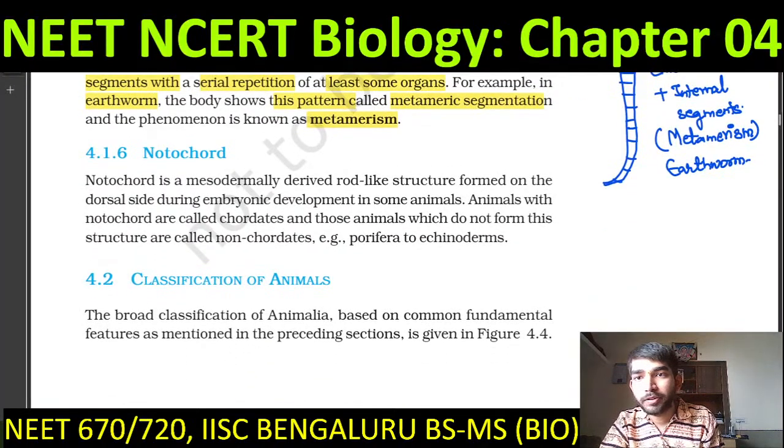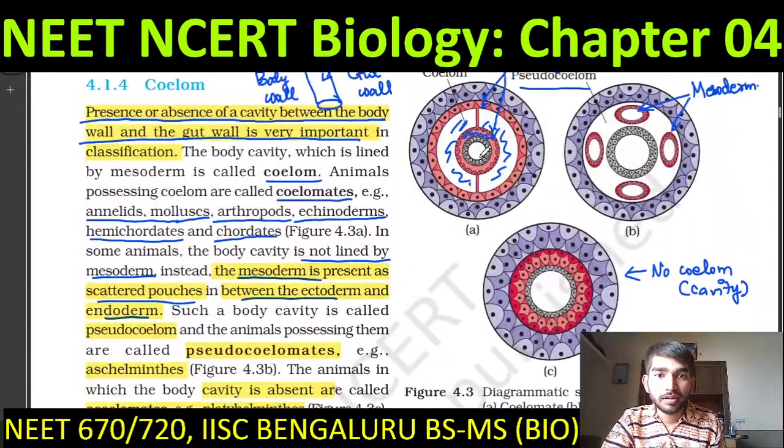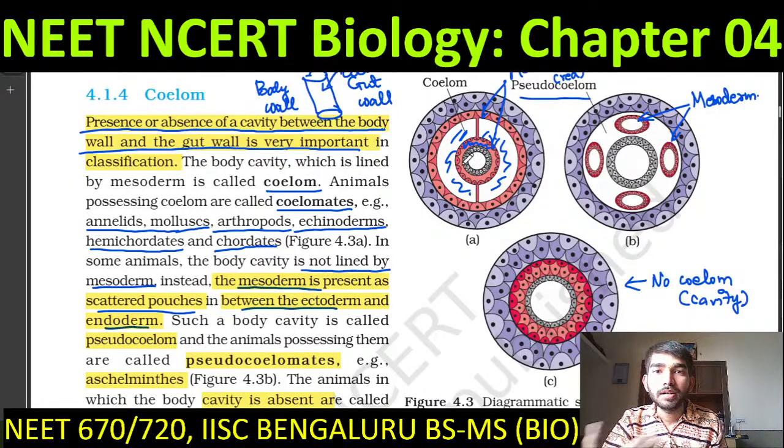Next, again a small point, notochord. Notochord is a mesodermally derived rod-like structure. So the question can be asked, what is the origin of notochord? So origin is mesodermal. So the mesoderm that you saw here is giving rise to the notochord as well.